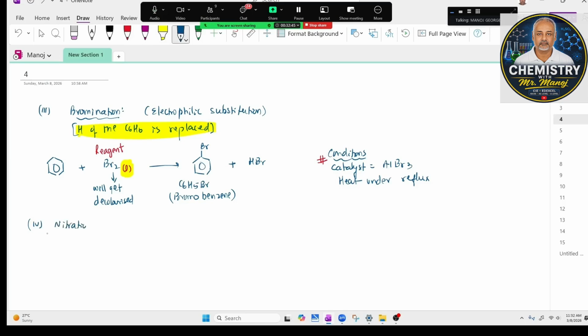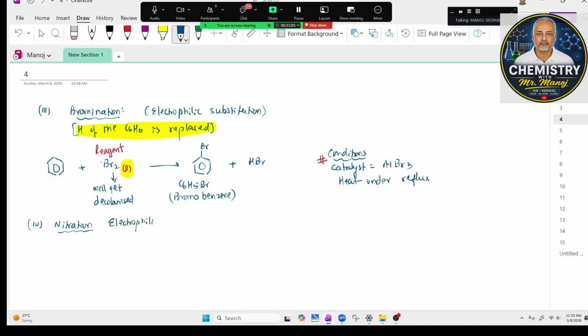Now remember, benzene loves to do electrophilic substitution. It's easier for it. It's very happy to kick out an H of the benzene structure, and so I want to do nitration of benzene, and it does the same thing. It just kicks out. We are still doing, remember, electrophilic substitution.